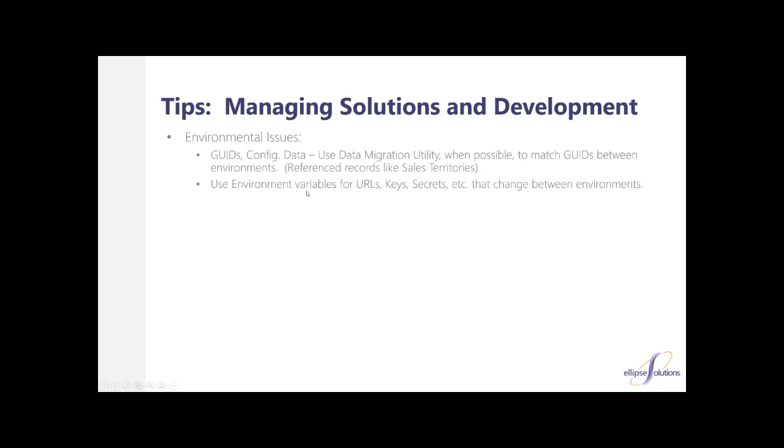The other one is use environment variables for URLs and keys and secrets. Obviously, as you move up an environment, an API call or a URL may be different for that particular environment. Use an environment variable. That way, it's easy for you to just reference the variable and then update the URL in the next environment, not have to go into your JavaScript and change your code, or hard-coded values. We all know that's bad. So use environment variables. Another tip that I have.